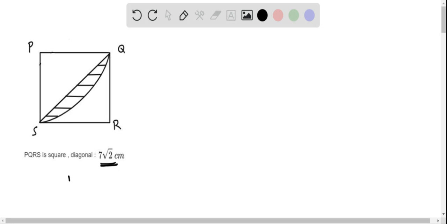But for that we need to find the side of the square. So we construct this right triangle from the square, that is SRQ. Here it is a right triangle, and the diagonal is represented as SQ, which is in fact 7 root 2. Let's suppose that the side of the square we denote as A, and this will also be A. SR and QR are basically the sides of the square represented as A.